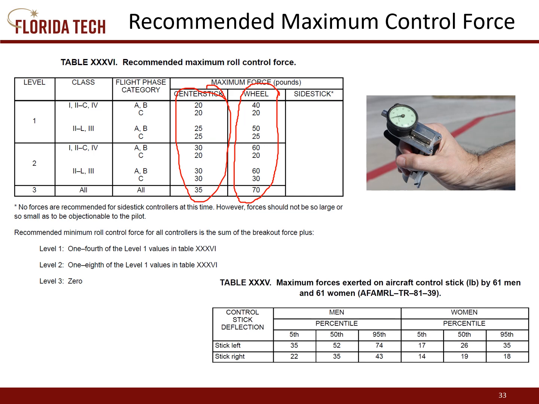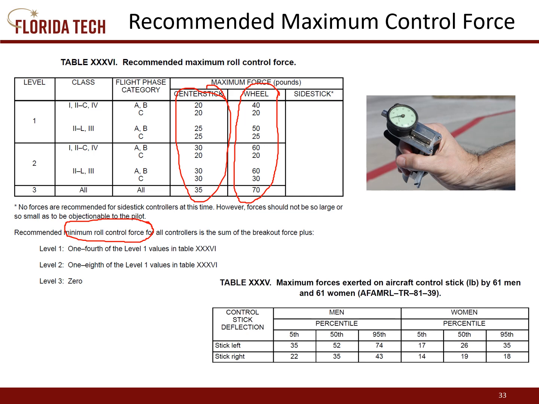But also you don't want the controls to be so light that you can make the airplane roll so quick that it would be unsafe. So there's also a minimum roll force specified that for level 1 would be 1/4 the values listed in the table. For level 2, 1/8 the values listed in the table. So there's a maximum force specified as well as a minimum force specified.